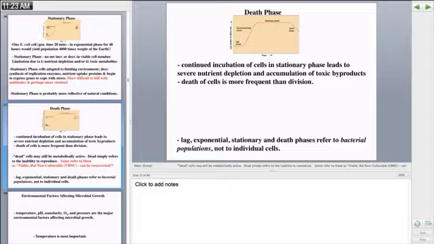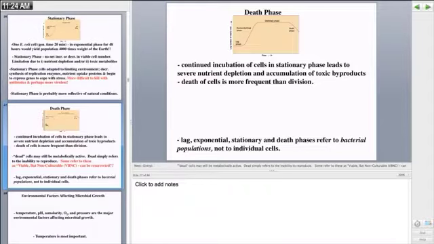But then, of course, in the laboratory, or perhaps in other environments as well, if the growth continues, or if time continues without any addition of additional resources or taking out some of the metabolic byproducts, perhaps by dilution or something like that, the cells are going to enter death phase. Very, very logical. So the continued incubation leads to death of cells.